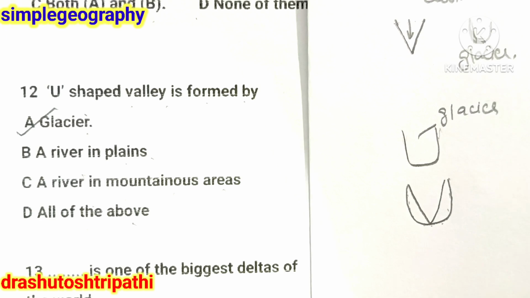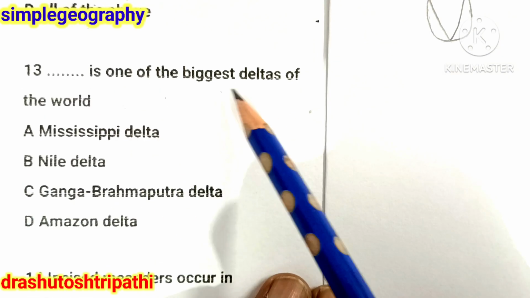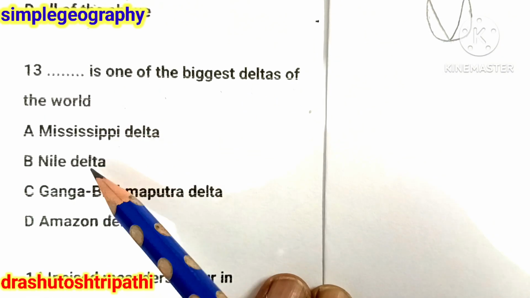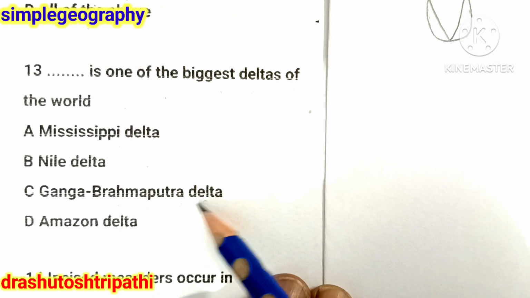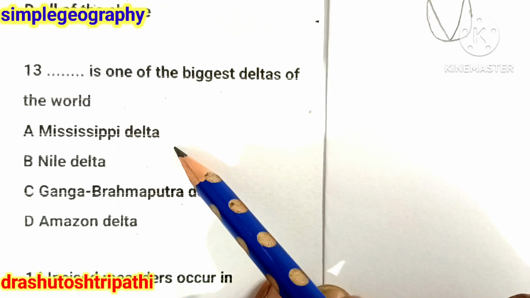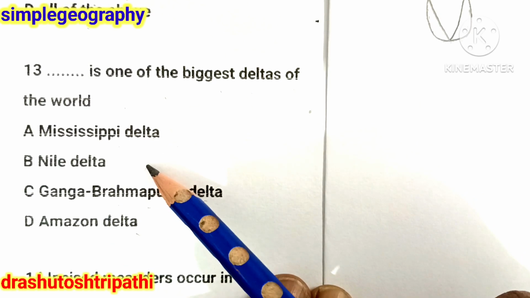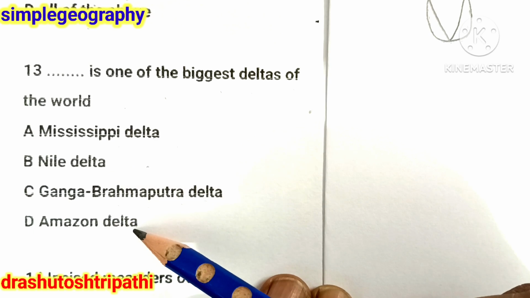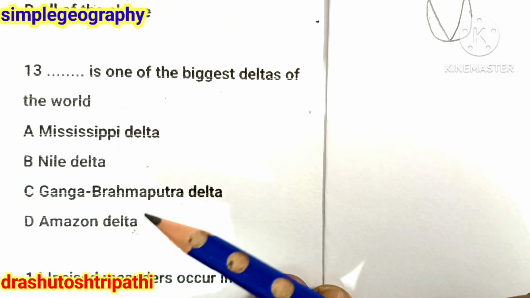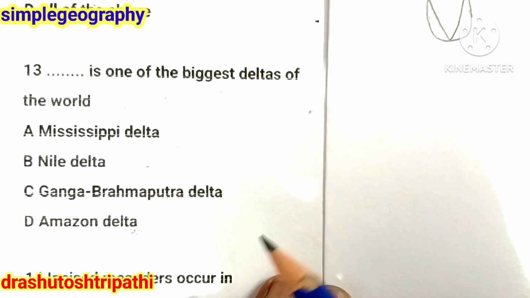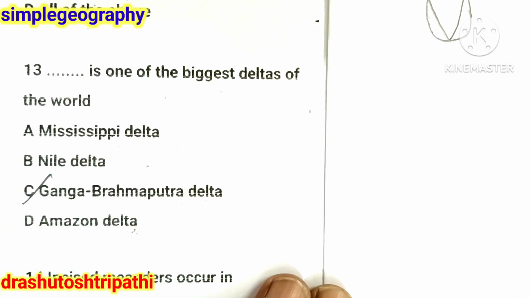That is clear. Which is one of the biggest deltas of the world? Mississippi Delta, Nile Delta, Ganga Brahmaputra Delta, Amazon Delta. Mississippi is in USA. Nile is the world's longest river in Africa. Amazon is in South America, which takes maximum water. And the answer is the Ganga Brahmaputra Delta.